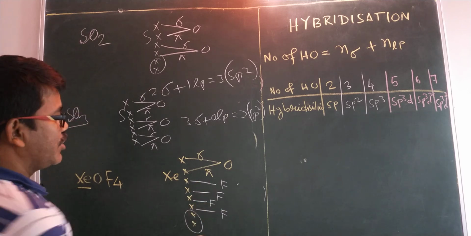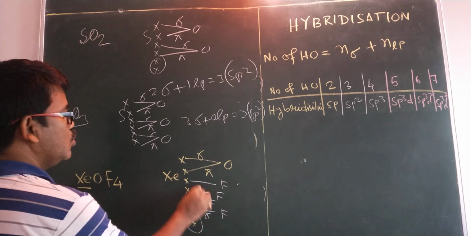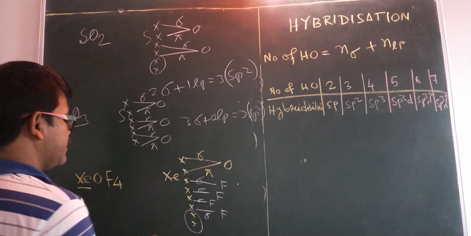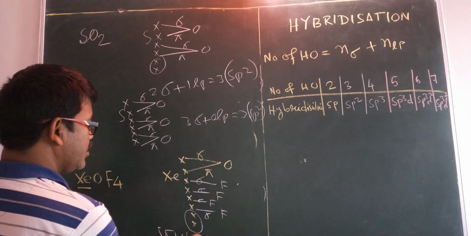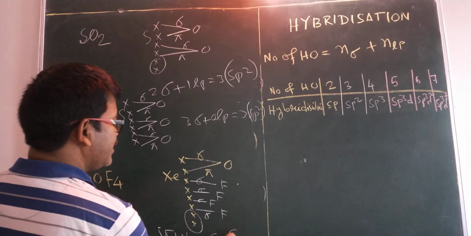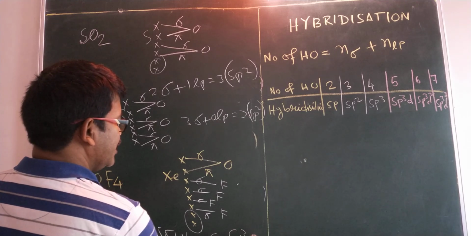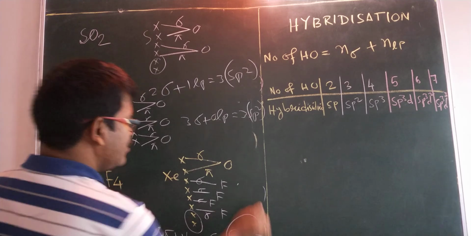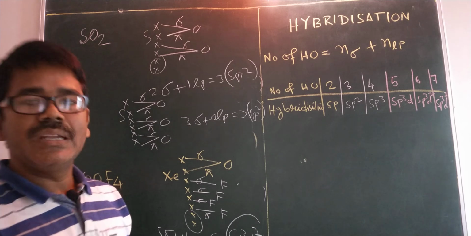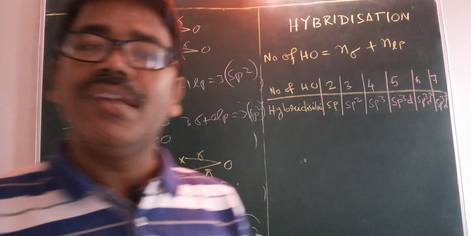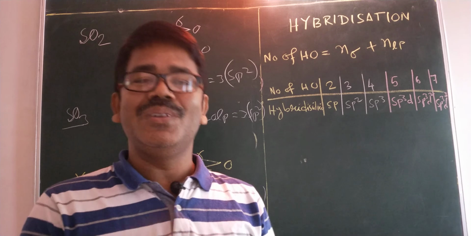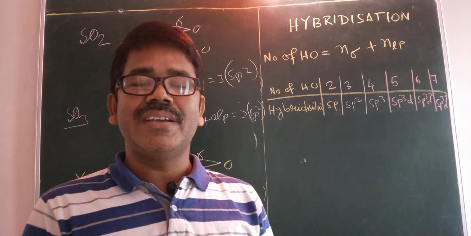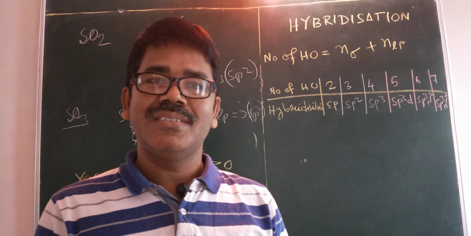Therefore, how many sigma bonds? 1, 2, 3, 4 and 5. 5 sigma bonds and 1 lone pair. That is 6. 6 means what? What is the hybridization? Tell me. sp3d2. This is how we can calculate or identify the hybridization of the central atom of any atoms. So simple. It takes a few seconds.